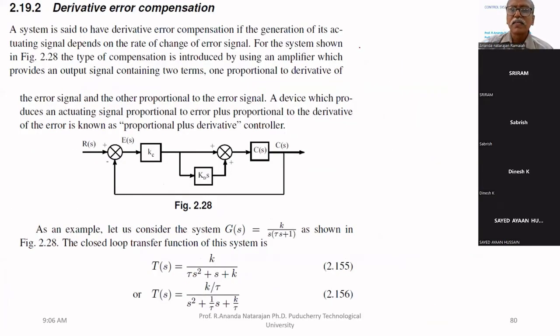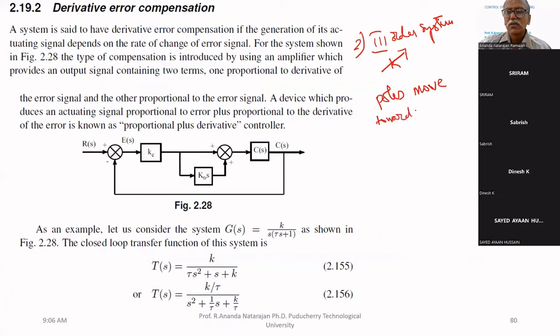Another problem with K, the second problem, is that from third order systems onwards, if K increases, the poles will move towards the RHP. It will move towards the RHP.